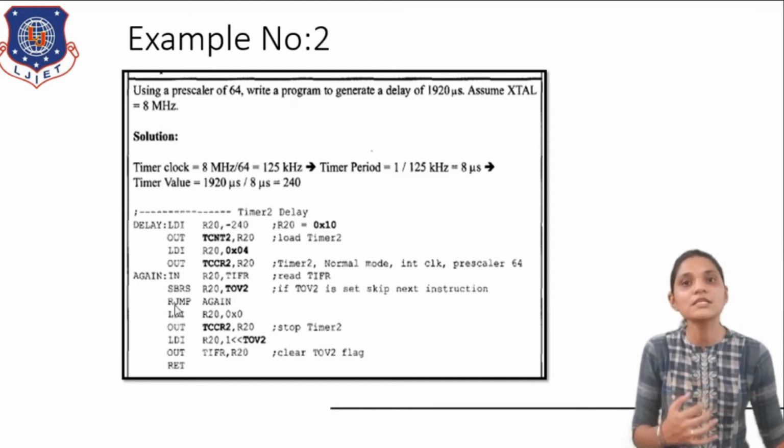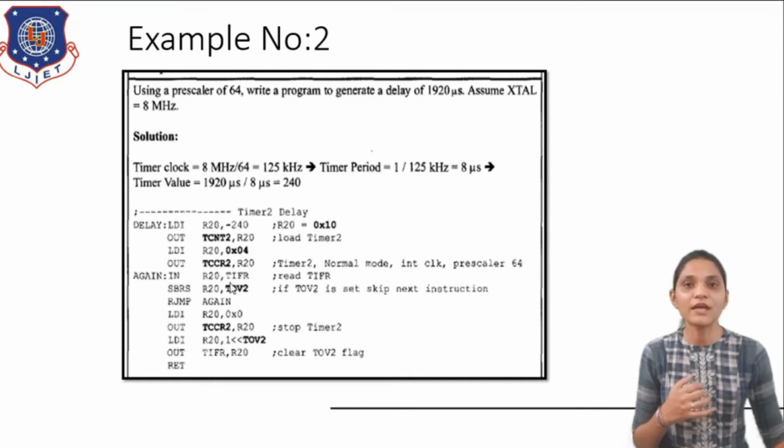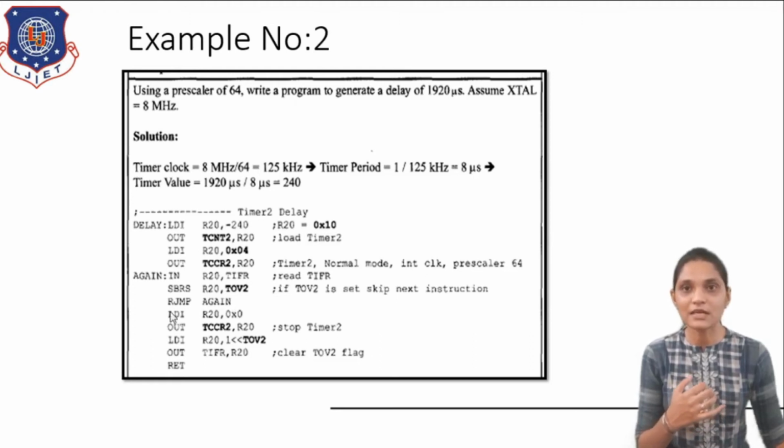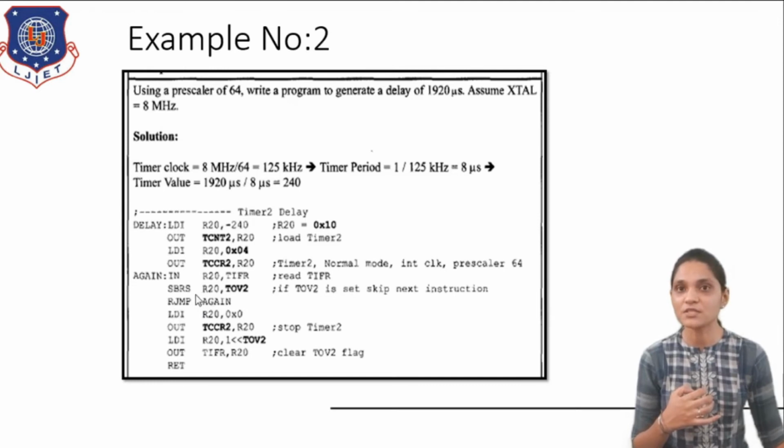And what is the next instruction? There we have the jump instruction, and that is RJMP again. It will jump to the again label, and again it will check whether the flag is set or not. If it is set, then it will not execute the next instruction, otherwise it will jump back to here. Okay, when this flag is set, then it will not execute this RJMP instruction and it will go to the LDI instruction.